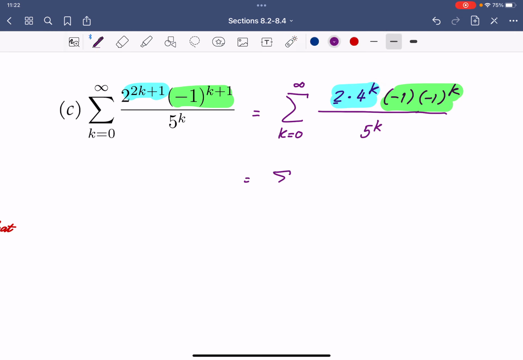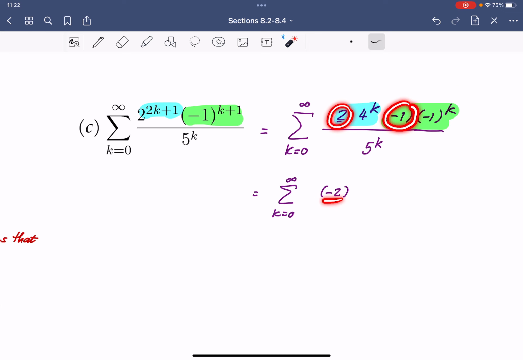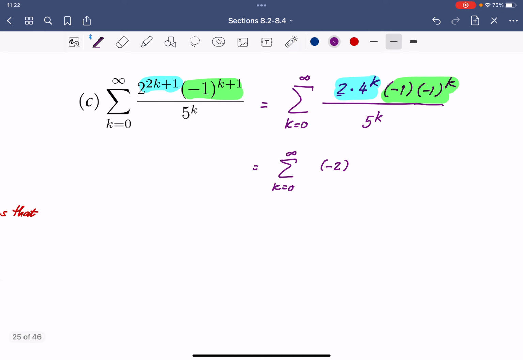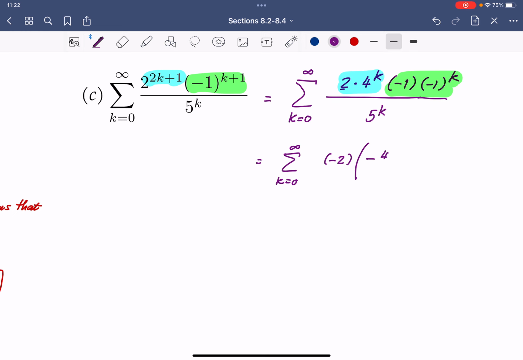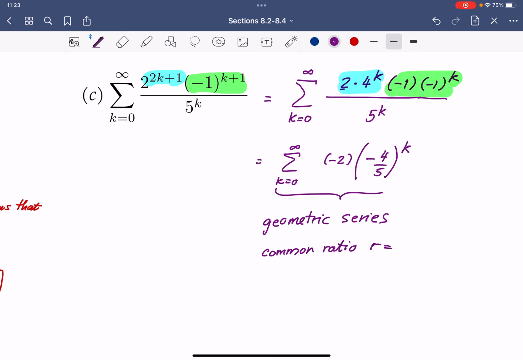So this is going to be sum k from 0 to infinity, negative 2. It comes from 2 and negative 1 here. Let's group it, negative 2. And then the remaining part is going to be minus 4 over 5 to the k. Now, because I group 4, negative 1, and 5 together, and then power to the k. So this is actually a geometric series with the common ratio r equal to negative 4 over 5. This is my common ratio r.